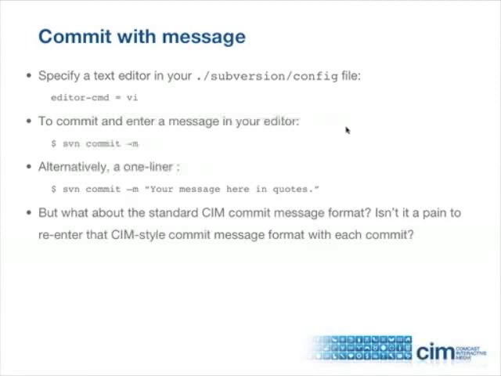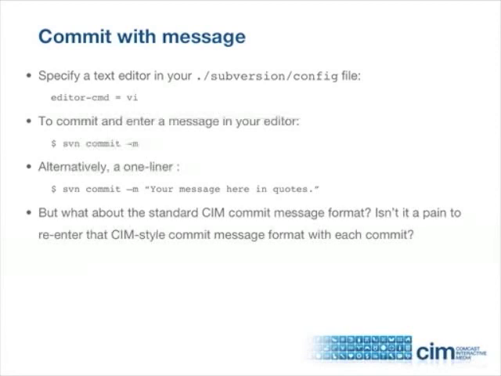First, here at SIM, we need to include a message alongside our commits. This can be done in a number of ways. First, we'll have to specify an editor. SVN stores your user info in a .subversion directory, which is usually found in your home directory. And in this directory, there is a config file. In this file, you can specify a text editor to be used with SVN. So in my example, I've specified VI.